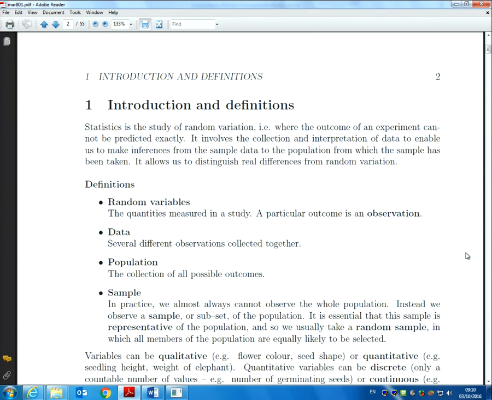However, a sample needs to be good. What do you think we mean by good? I'm thinking of a word that begins with R. Representative, okay? A sample is good when it is representative of the population. How do we ensure that a sample is representative of a population? We need to take the sample using some technique that ensures randomization. Okay? Each unit in the population should have the same chance of being selected. Okay, so there's some basic terms and definitions.